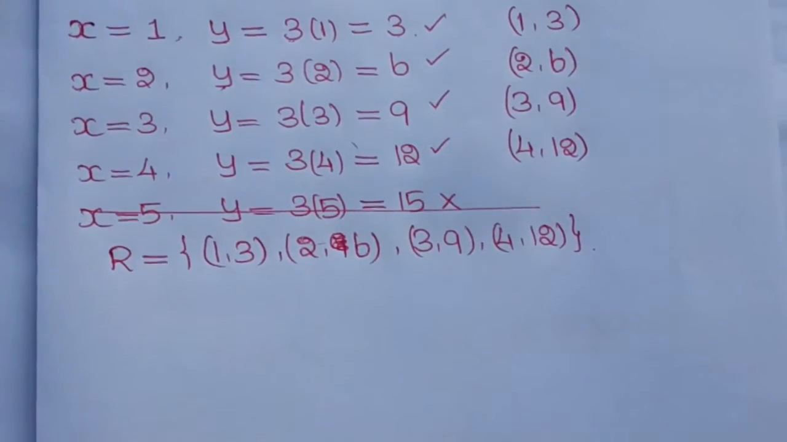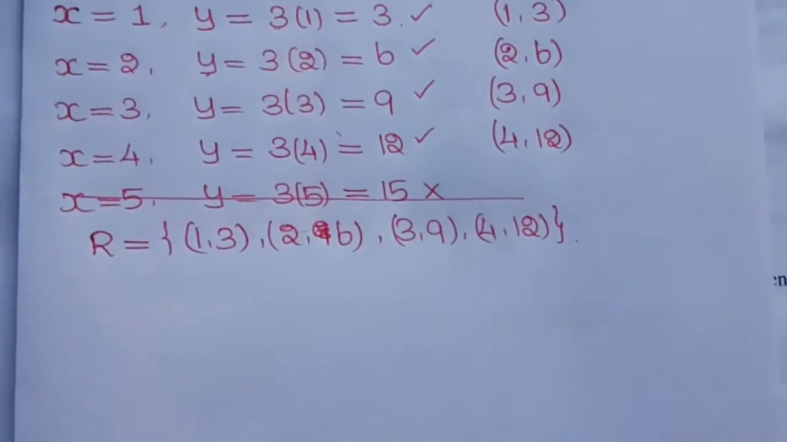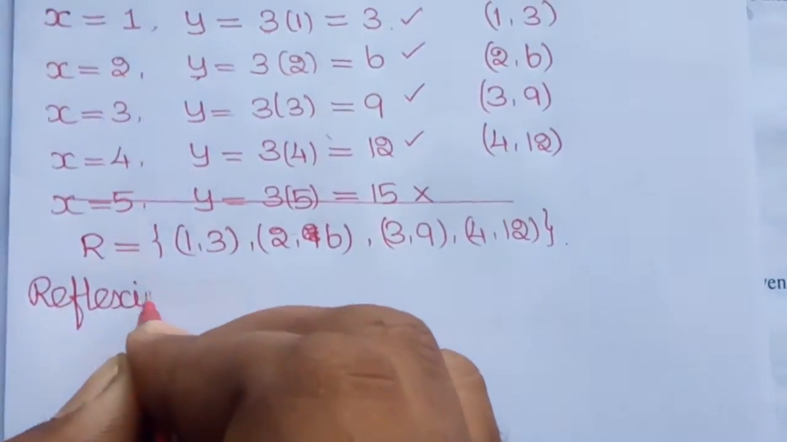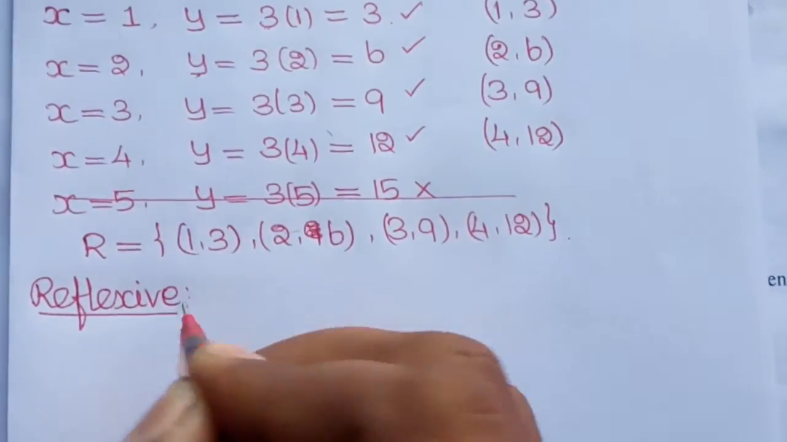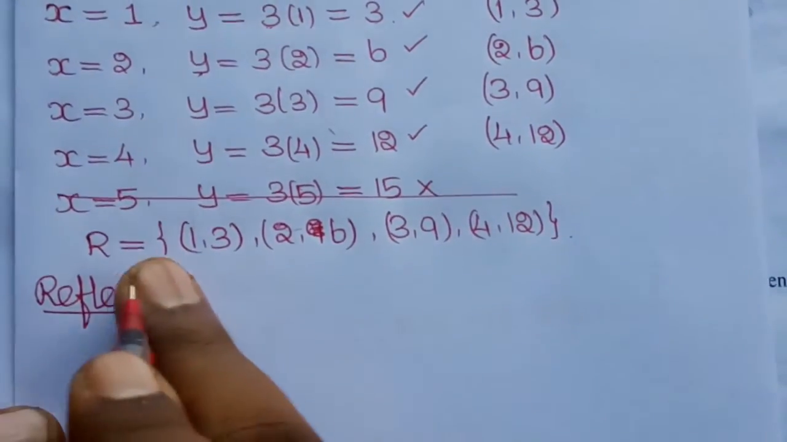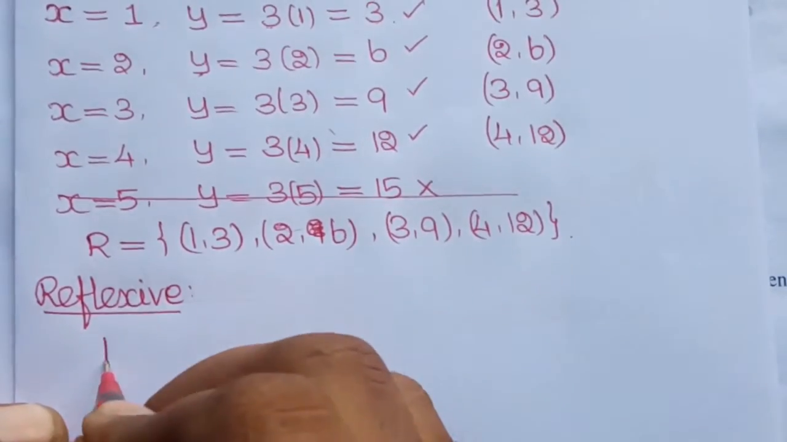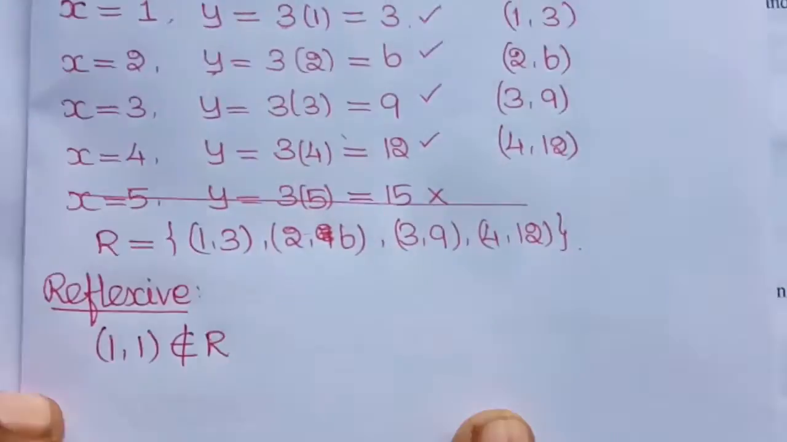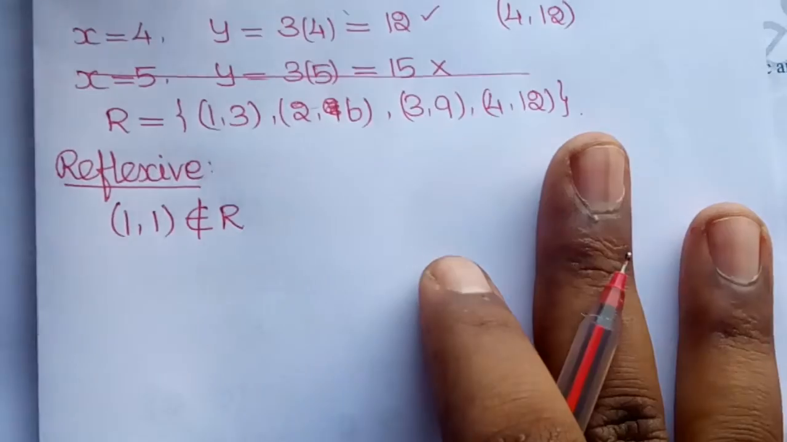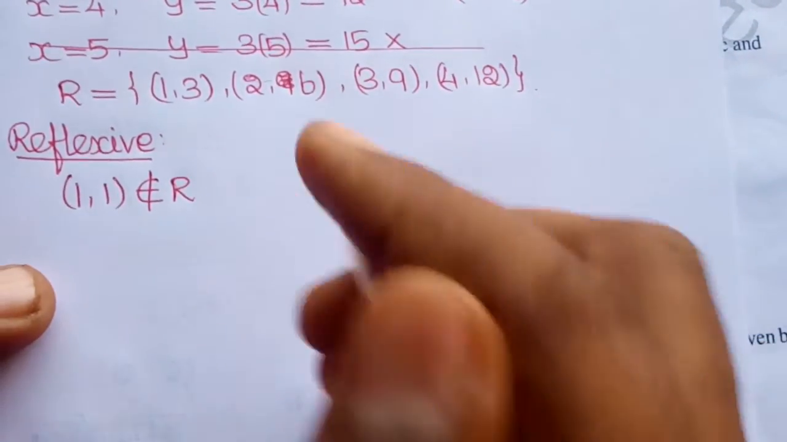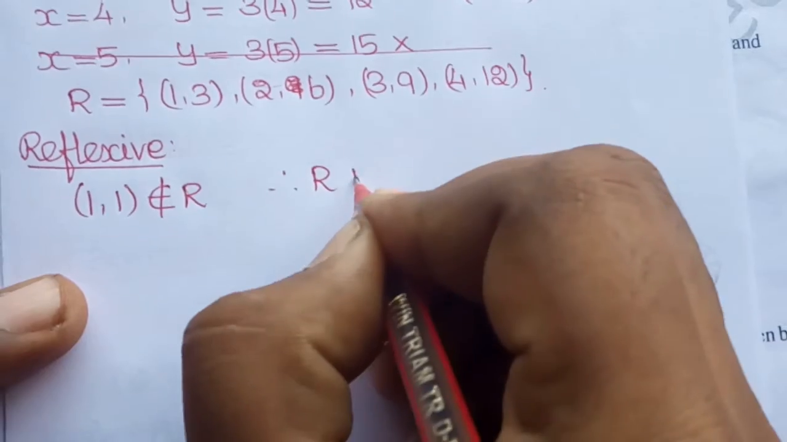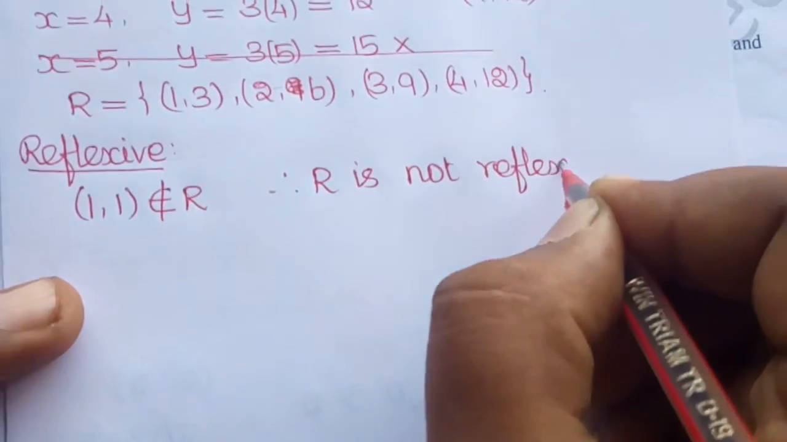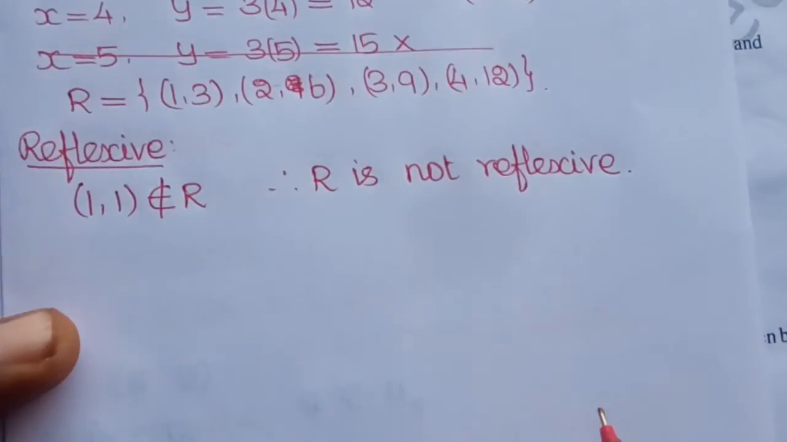Now, is this relation reflexive or not? We want to check reflexivity. Reflexive means equal pairs are there. Is (1, 1) there? No. So (1, 1) does not belong to R. Therefore the relation R is not reflexive.